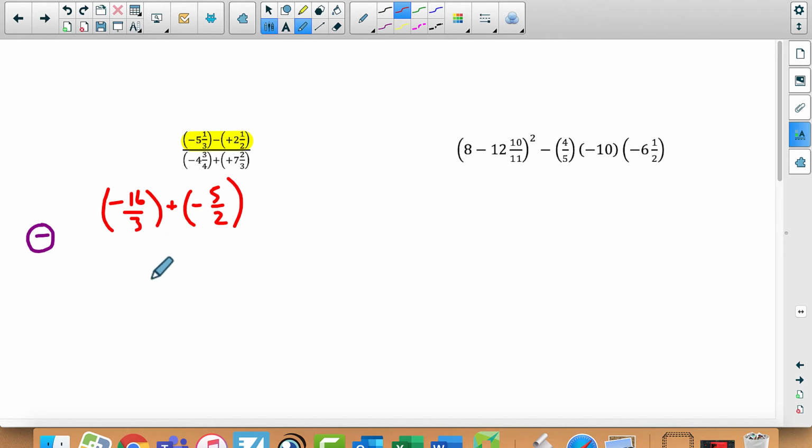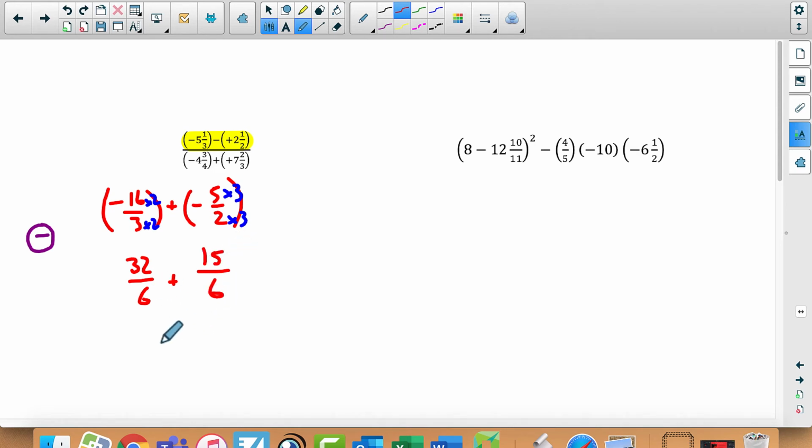Alright, we need common denominators, which will be 6. What do you multiply the 3 by to get 6? 2, do the same to the top. What do you multiply the 2 by? 3, do the same to the top. So when we multiply 16 by 2, we get 32. And when you multiply 5 by 3, you get 15.